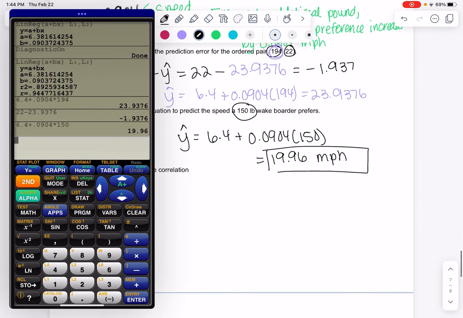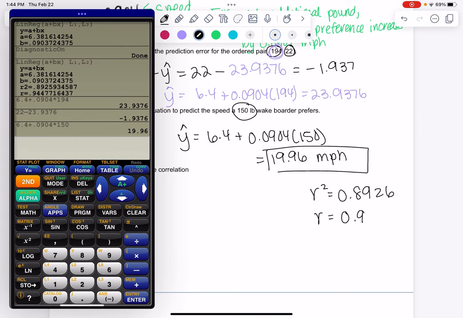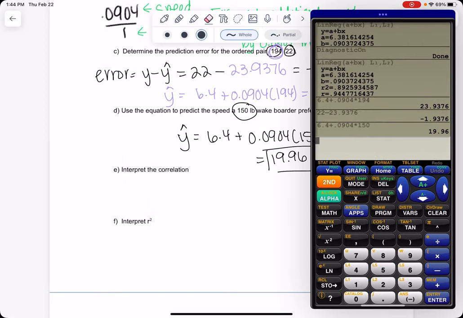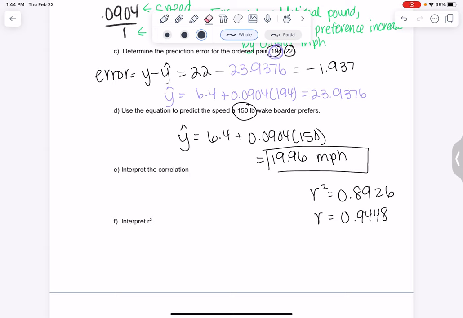All right. And then let's just interpret r and r squared. So let me just write those down on this side. R squared is 0.8926, and r is 0.9448. I usually like four decimal places, and then they both round up. All right, so my correlation is r. So that means the correlation here is 0.9448.